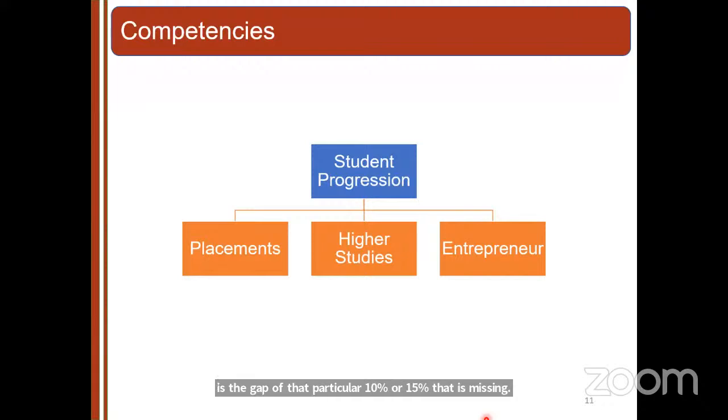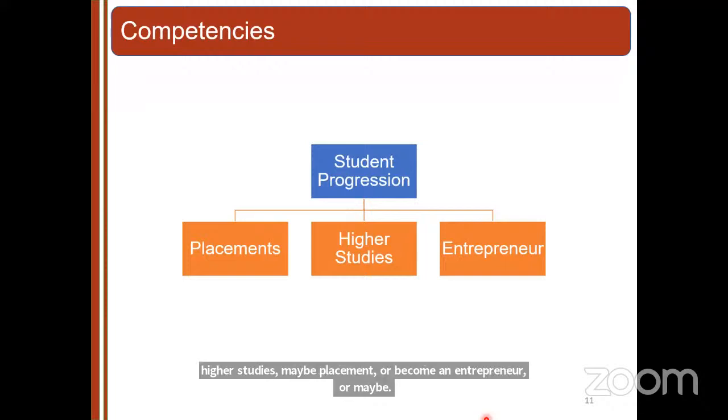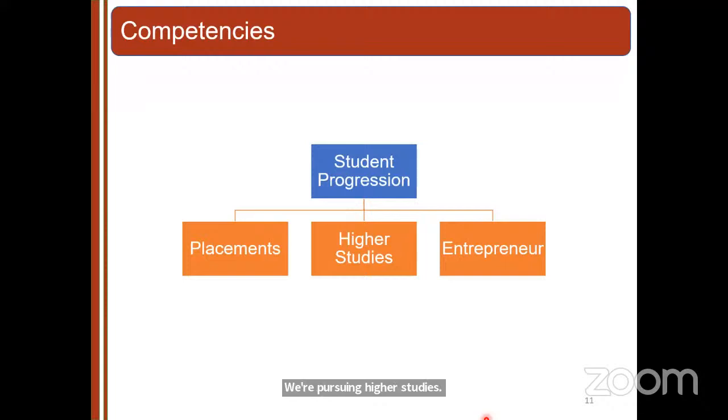So the number of students that have graduated are 90% or greater than that, whereas the number of students that have progressed into higher studies, placement, or become an entrepreneur, are generally around 70 to 75% when we see the records. So this 15% we have to definitely concentrate on, and that's what the NEP 2020 document says, that for those 15% or 20% of students, they were not trained based upon their competencies, but they were trained based on something called rote learning.